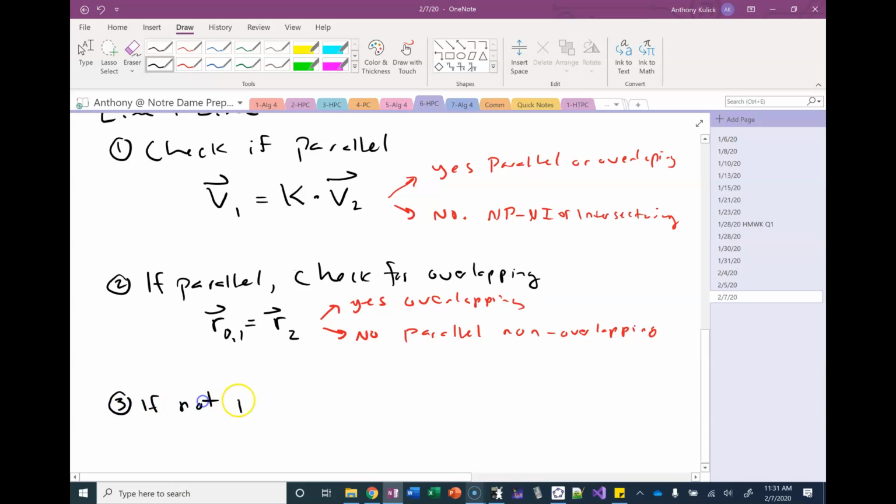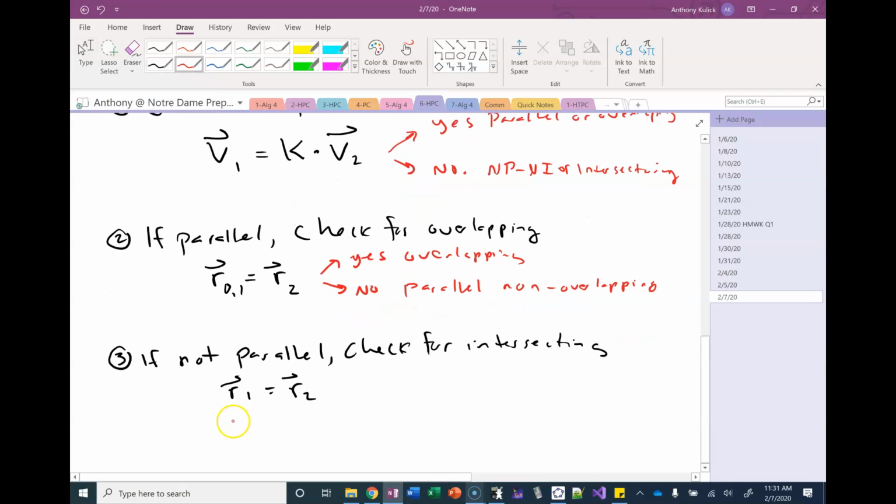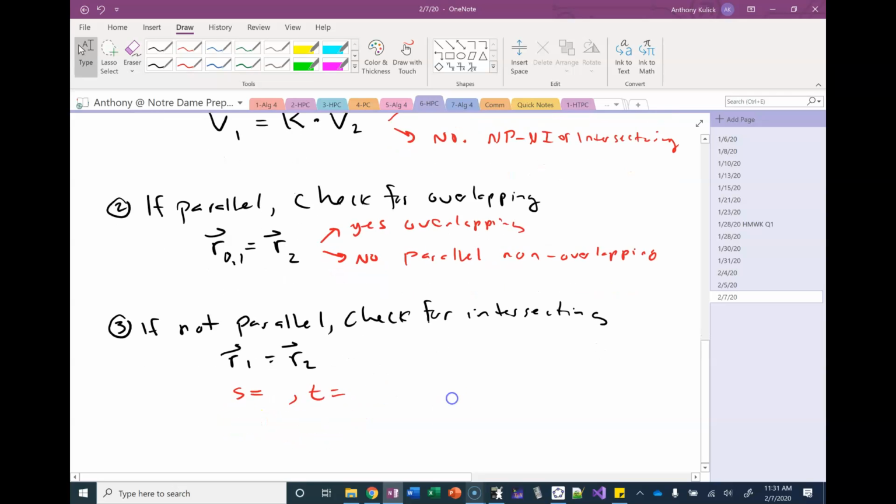So if we're not parallel, we check for intersecting, and we do that by just setting the one line equal to the other. And we solve that system and then see if it satisfies the third equation that we wouldn't have used. So this is going to give us an answer for our S and T parameters.